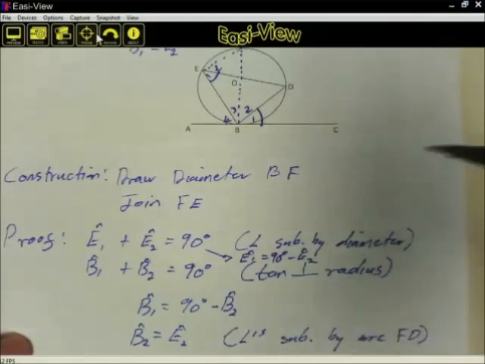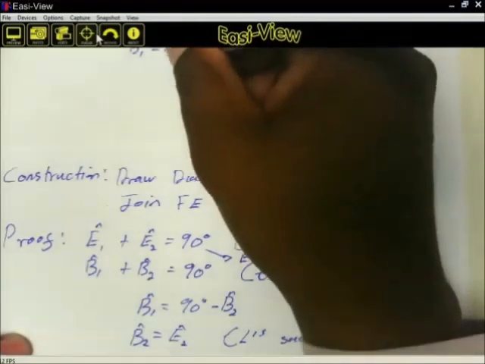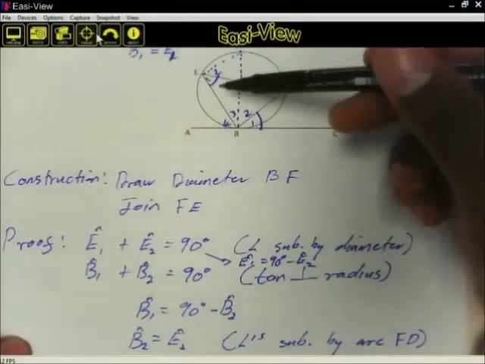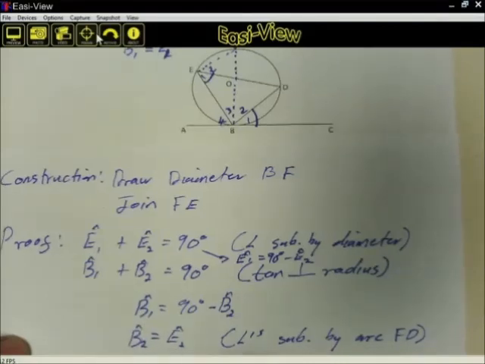Remember, what do you want to prove? You want to prove that angle B1 is equal to angle E1. Then, if B2 is equal to E2, I can substitute here. Instead of B1, I can say angle B1 is therefore equal to 90 degrees minus, I can substitute B2 by E2, because B2 is equal to E2.